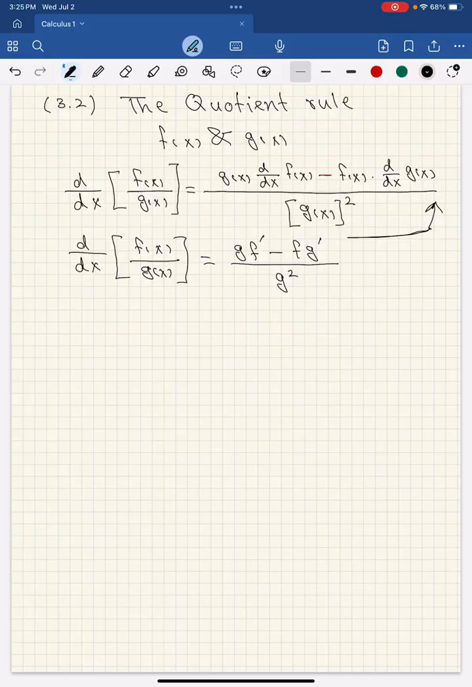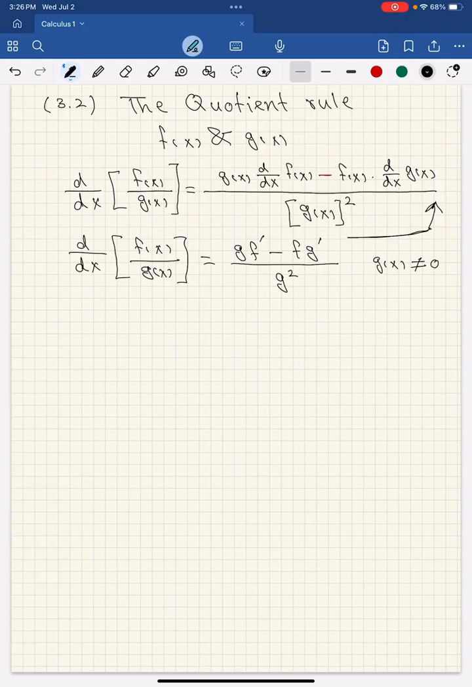One thing about this formula, your denominator, which is g of x, cannot be what? 0. It should always be not equal to 0. Because if the denominator becomes 0, then it becomes undefined. Then in this formula, we have to write that g of x cannot be 0.